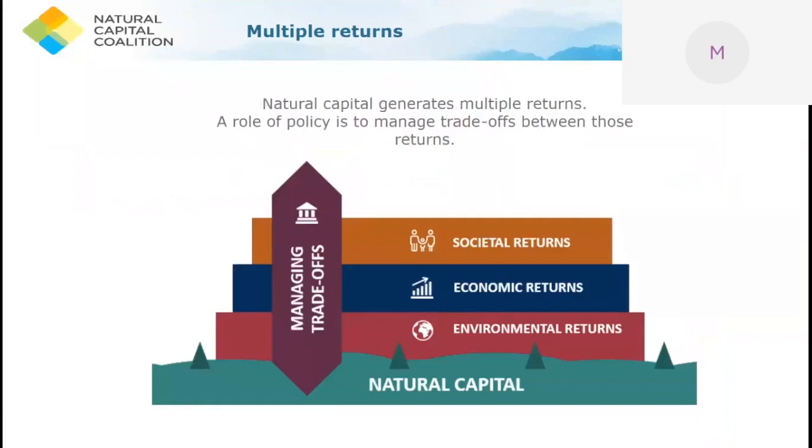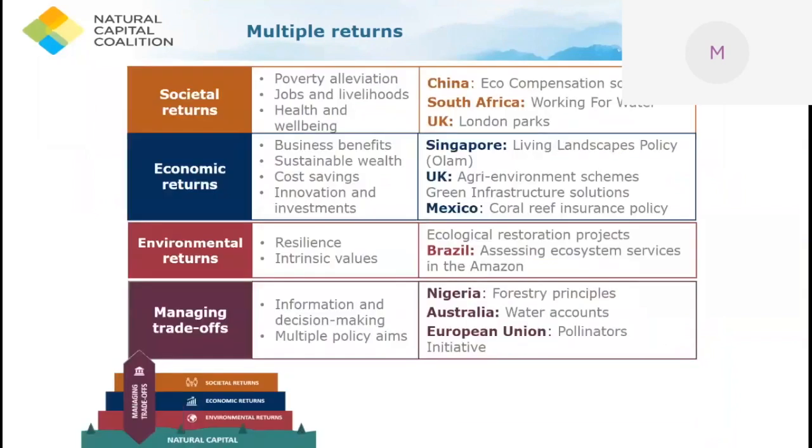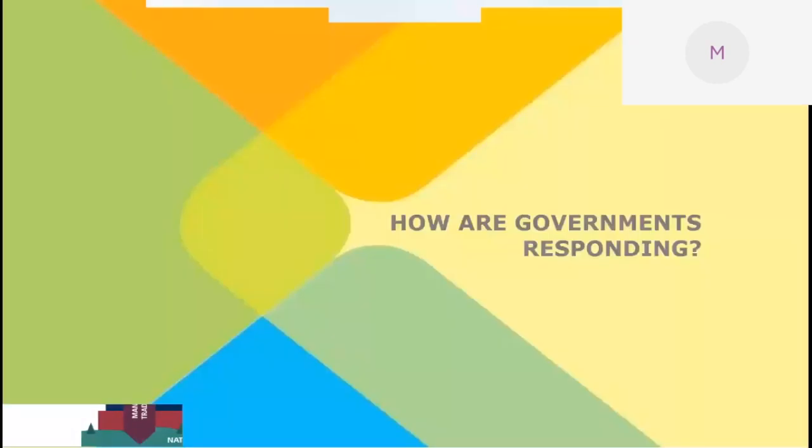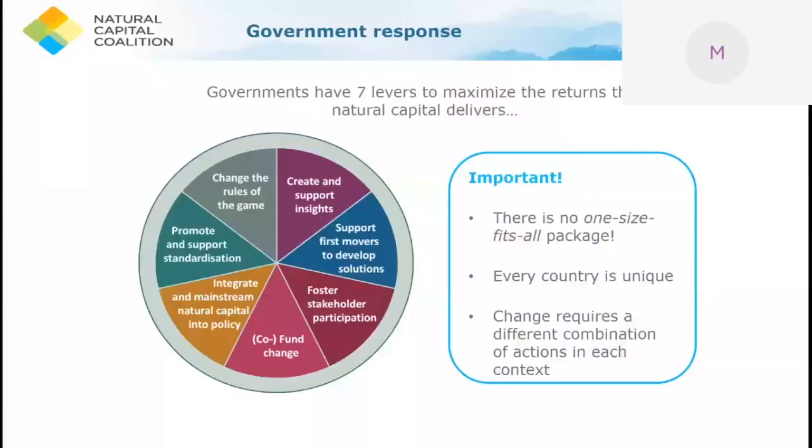If we move to the next slide, you can see that the narrative is a very practical one. We show more than 50 examples from different countries, trying to illustrate all these returns. I'm not going to go into detail through all of them, because I found that it's more important for you to understand how the governments are responding to this. So if we move to the next slide and to the following one.